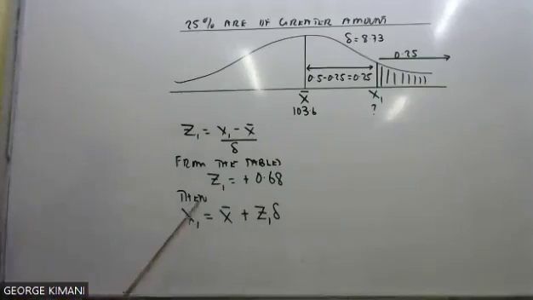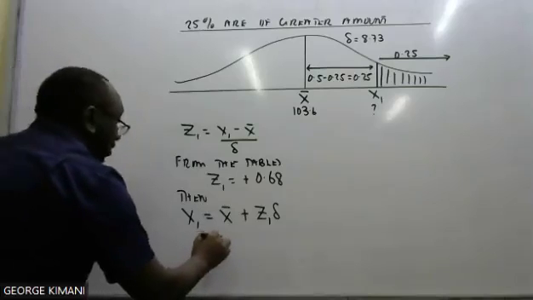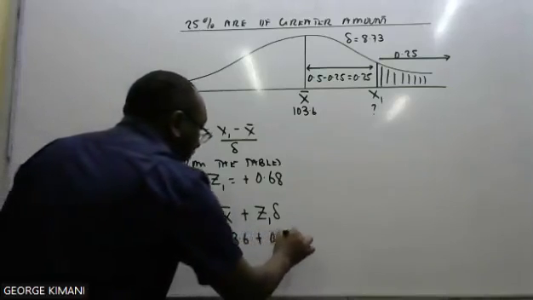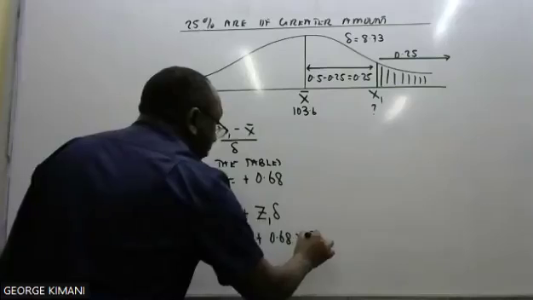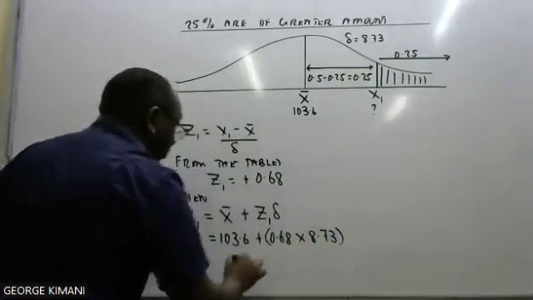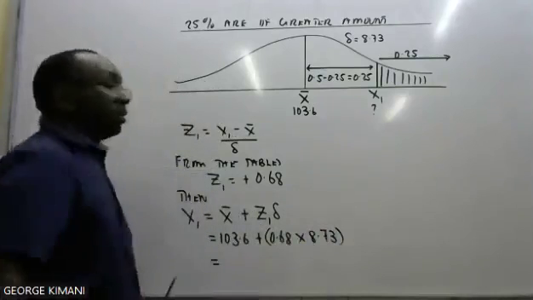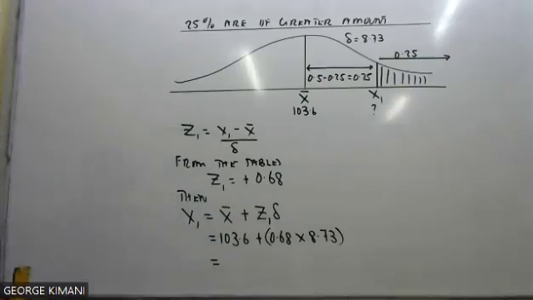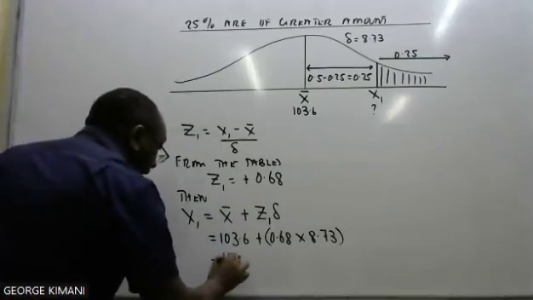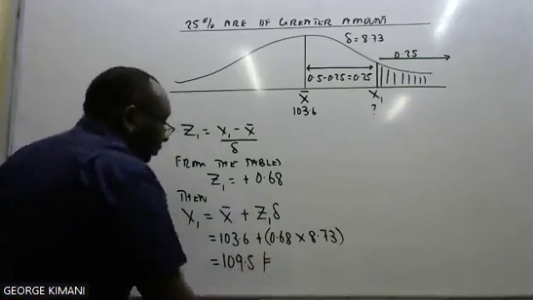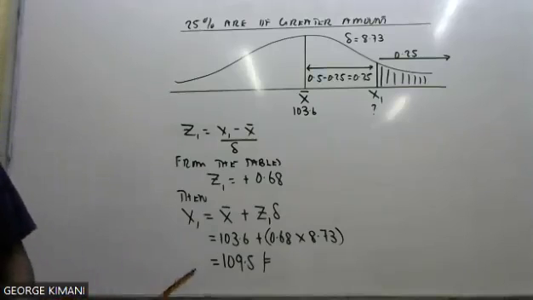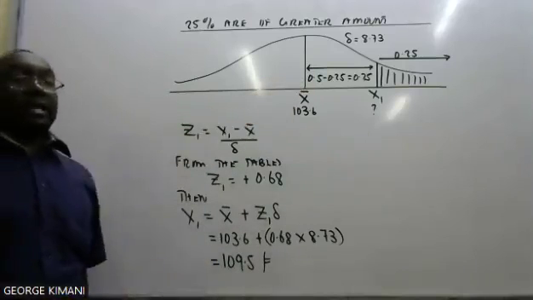If you make X1 the subject of this, our X bar, we already know it is 103.6, plus 0.68 multiplied by 8.73. That is 109.5 shillings. So anything that is greater than 109 will form the 25% that are greater.